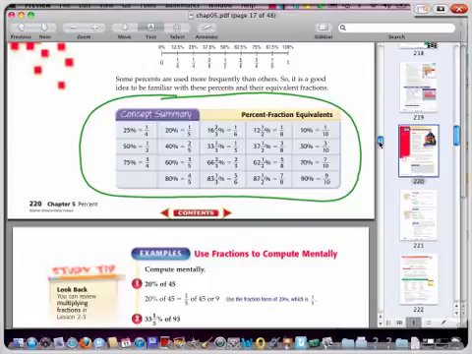Okay, so there is section 4. You're now ready to do the assignment for section 4.